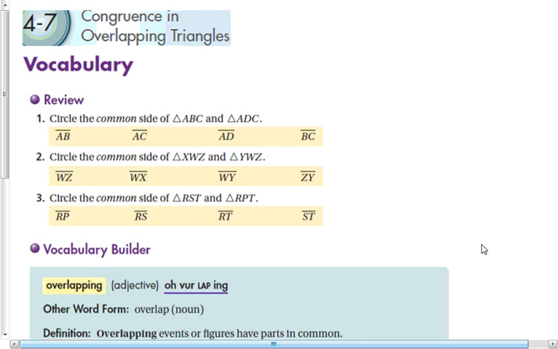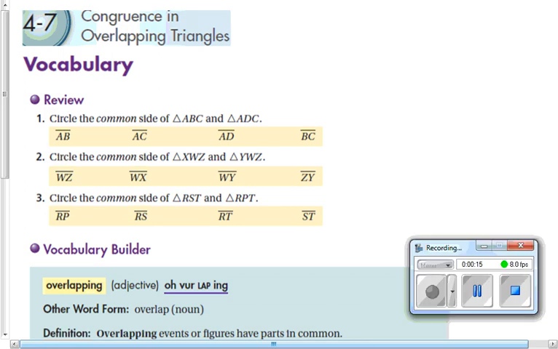Hey students, this is lesson 4.7. In this lesson, we're going to learn how to identify congruent overlapping triangles and to prove two triangles are congruent using other congruent triangles. Go ahead and do the review. I'll check back with you.